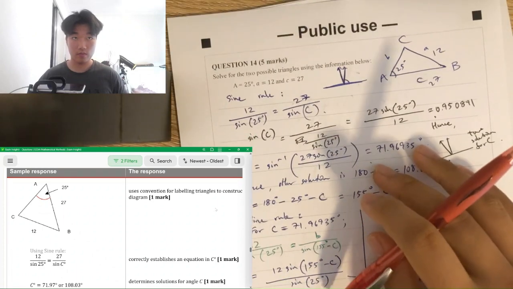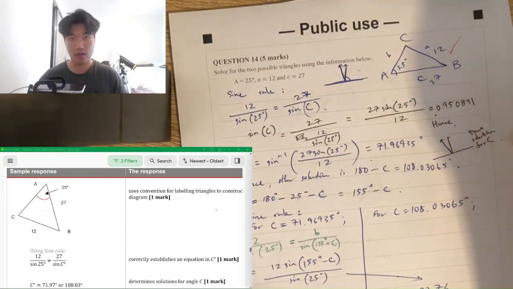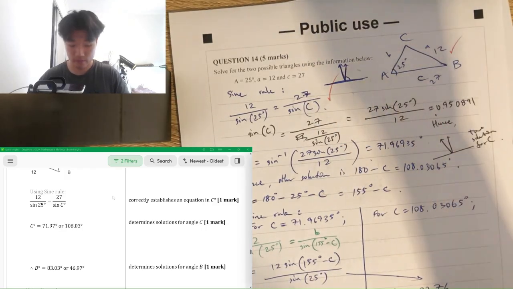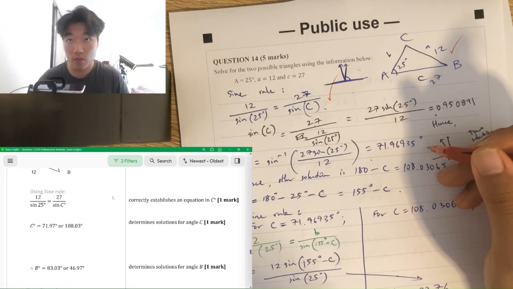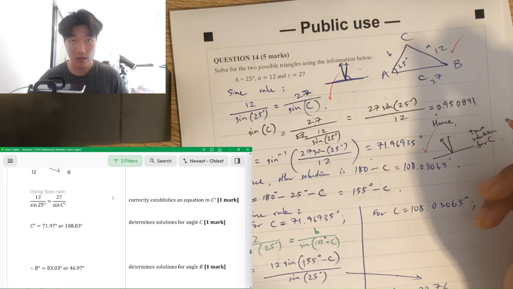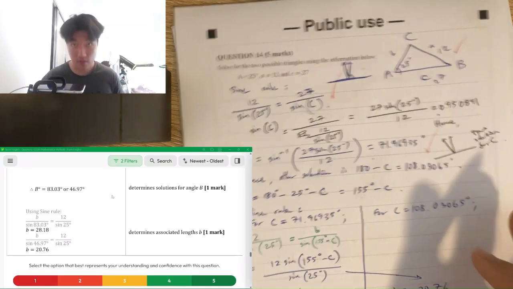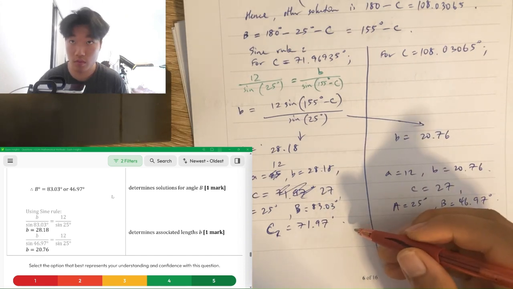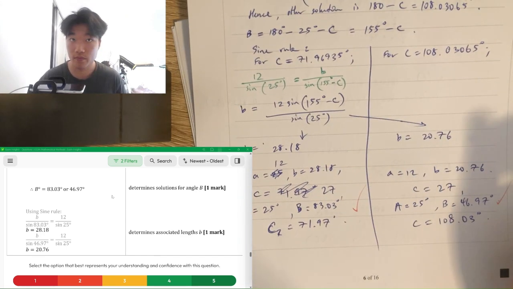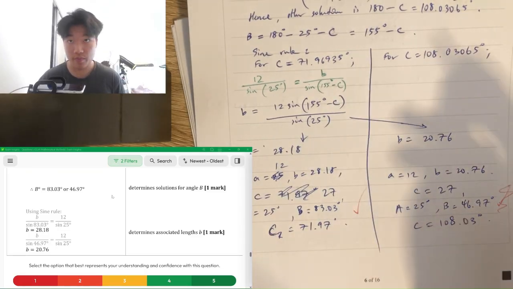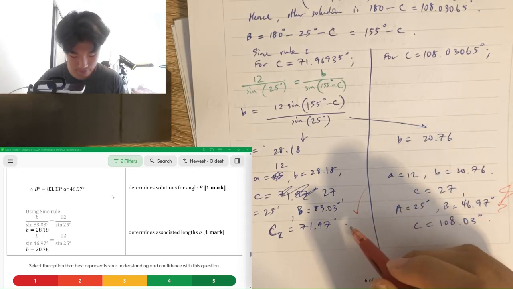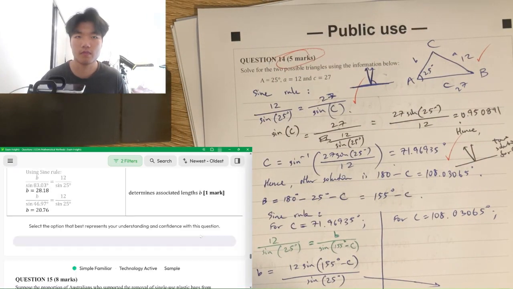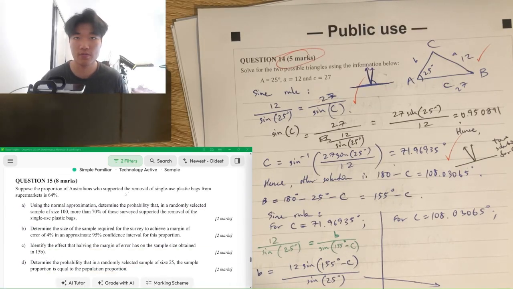Use convention for labeling triangles to construct a diagram. Yeah, I actually did that, surprisingly. Sine rule. Yep. C is 71.97. Okay. Determine solutions for angles B. Okay, so you didn't need to actually do that. Oh my goodness. Well, that's one mark for both. Yep. And then associated lengths. Okay, so you probably could have just used triangle solver, but also at the beginning just shown demonstration of the sine rule. Okay.